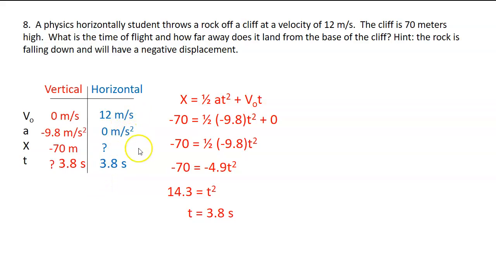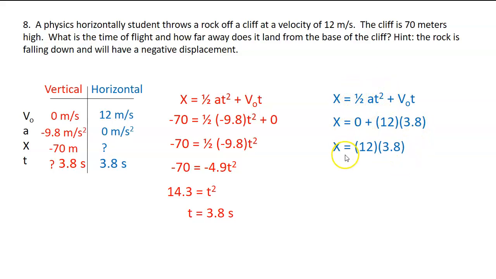So now we have 3 pieces of information and we're looking for a fourth. We can use the same kinematic, the one that does not have final velocity. Plug in what we know. Remember, the acceleration is 0. Initial velocity is 12, and the time is 3.8 seconds. So this 0 here is going to make this whole part of the equation drop out. So it's just 12 times 3.8. So the distance ends up being 45.6 meters, and the time of flight is 3.8 seconds. So these are our 2 answers we were looking for.